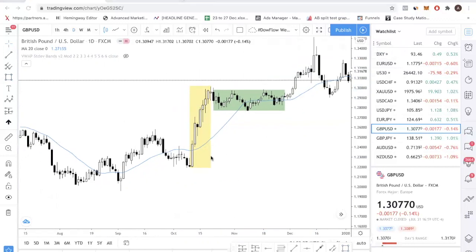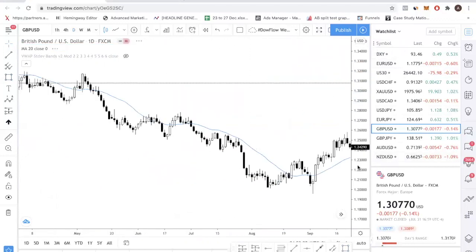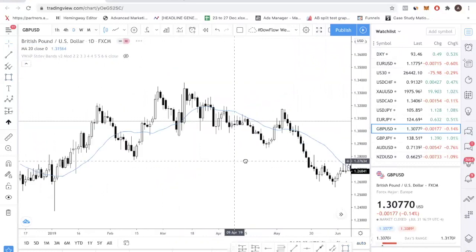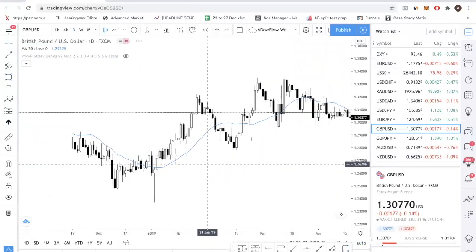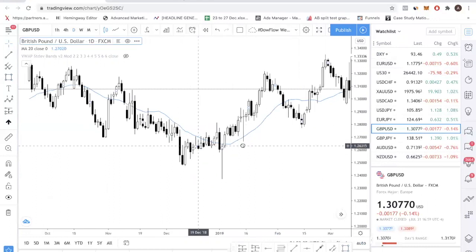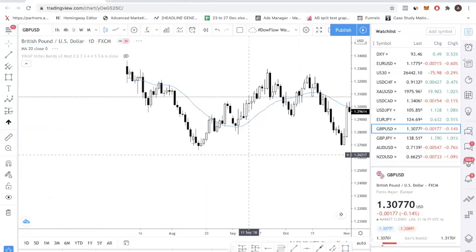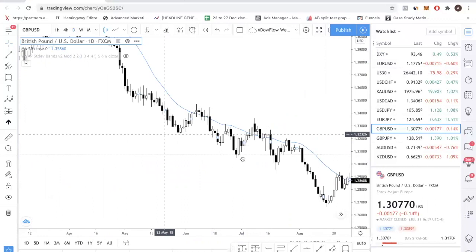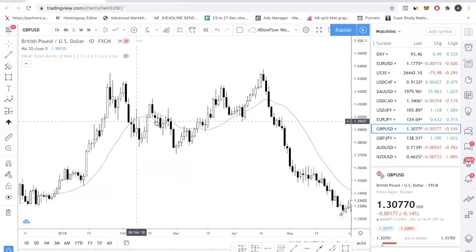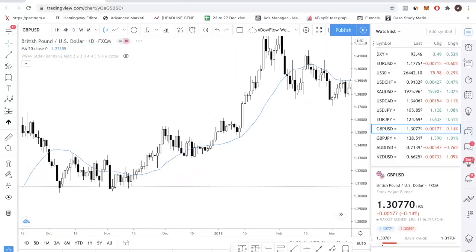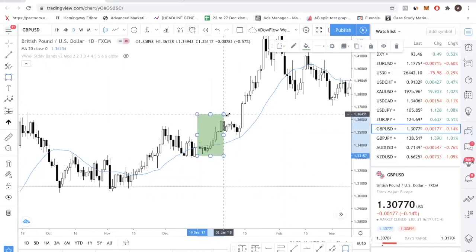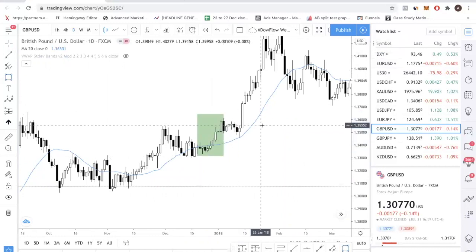Let me run you through two more examples before I conclude today's video. Same thing over here. Just take note that this is not foolproof. I'm not saying that every single time it will happen, but if you want to use Elliott wave, then personally, I think this is the best way to use it.